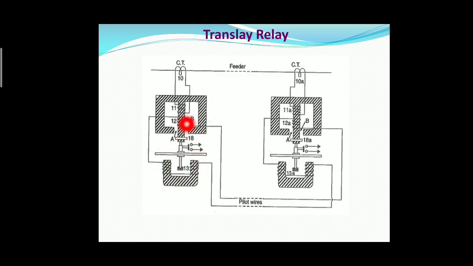In that case we are using two constructional units of the overcurrent relay. The construction is the same as that of the overcurrent relay. Constructionally we have the same design, but some special modifications are to be done in the case of a translay relay. This is the overall construction and working of a translay relay. By using this translay relay, we overcome the disadvantages obtained in the voltage balance differential relay.